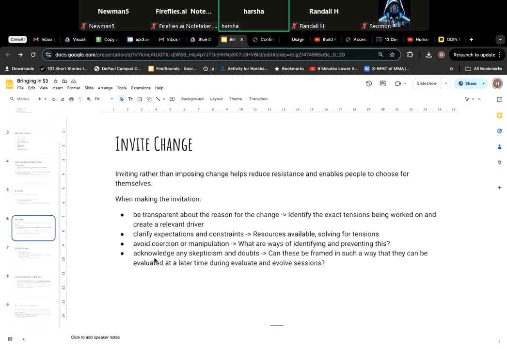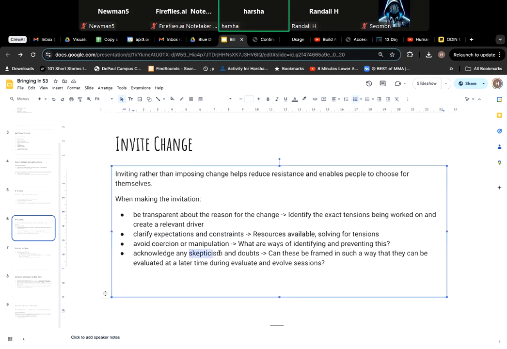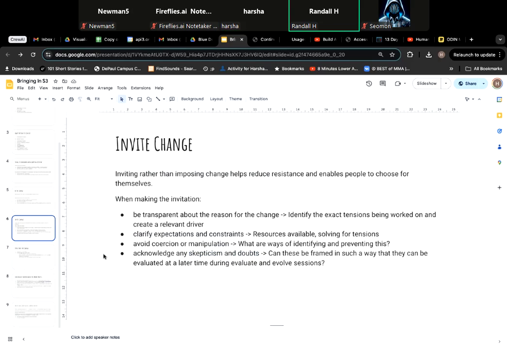And after that, we have acknowledge any skepticism and doubts. So for me, skepticism and doubts are another form of tensions. I still think skepticism and doubts, if they can be framed in such a way that they can be evaluated at a later time, then I think both of these are very valuable. Skepticism and doubts, I think, is an extension of tensions, but I'm open to other interpretations as well.